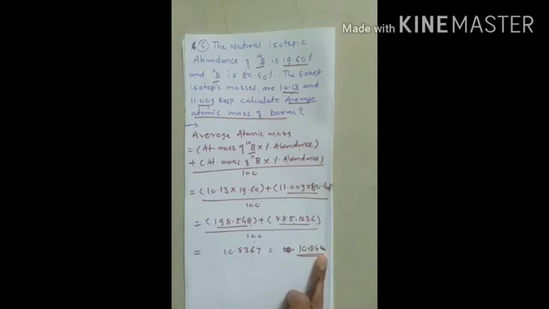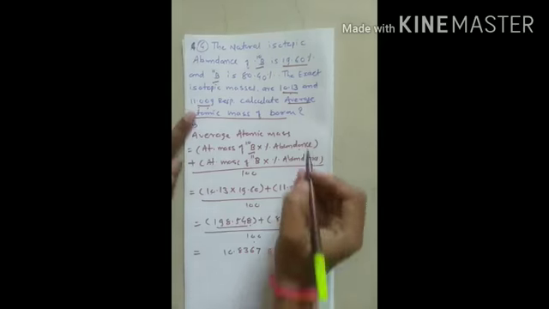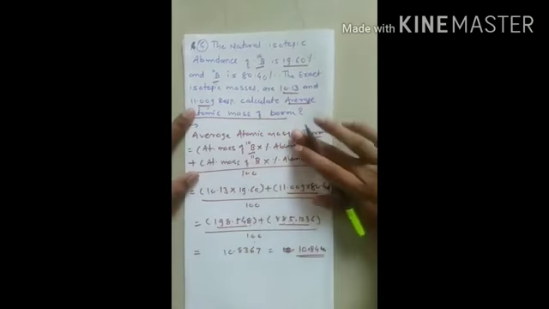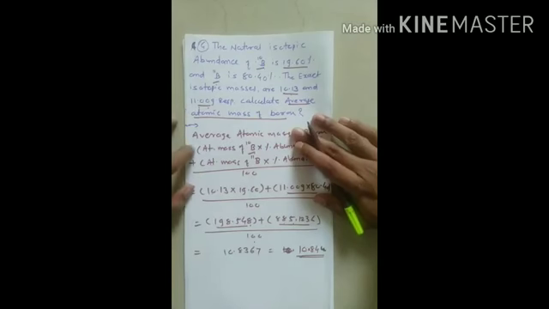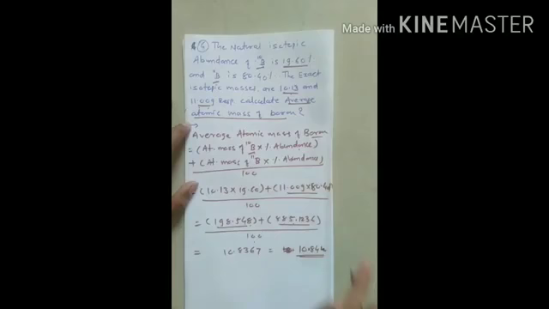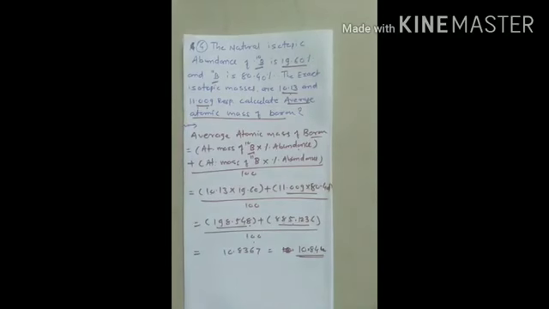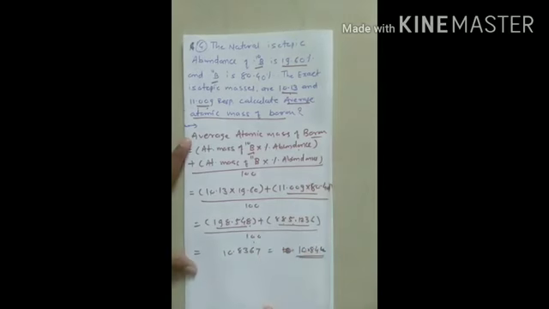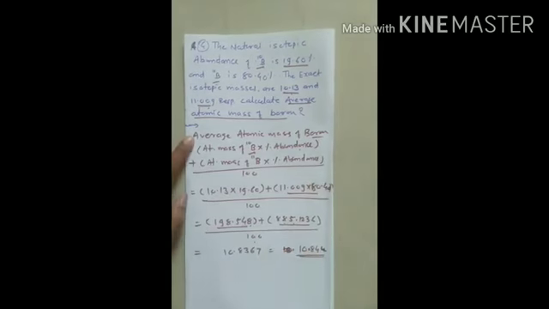So in this way you can calculate the average atomic mass of boron. Here you can write average atomic mass of boron. This will be the general formula. As we are solving for boron, you have to write boron here. Whatever element is given in your question, you have to write the name of that element over here. So this is the proper way to solve this type of numericals.